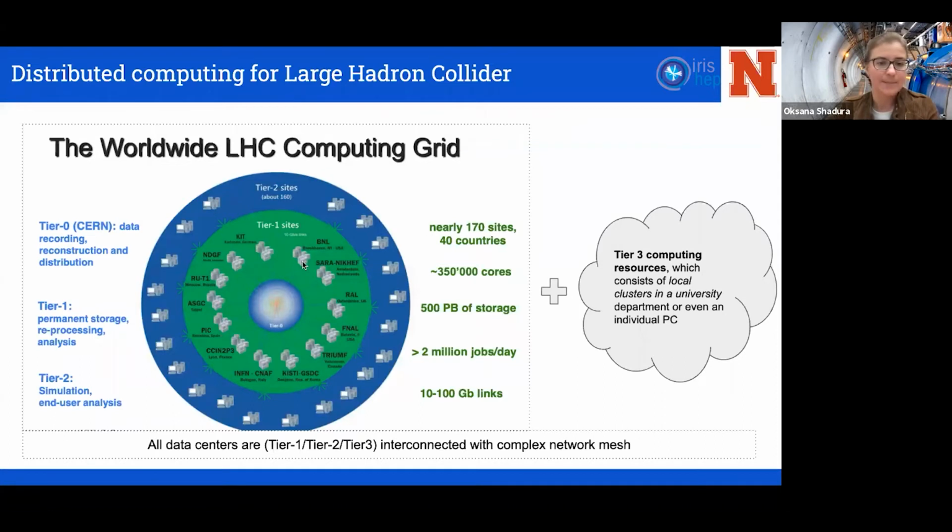And then each layer has a different level of responsibility for different centers. For example, tier 1 is responsible for permanent storage of the data that we collect, or reprocessing. Tier 2, on the blue level on the third, is already simulation, where end user analysis is running.